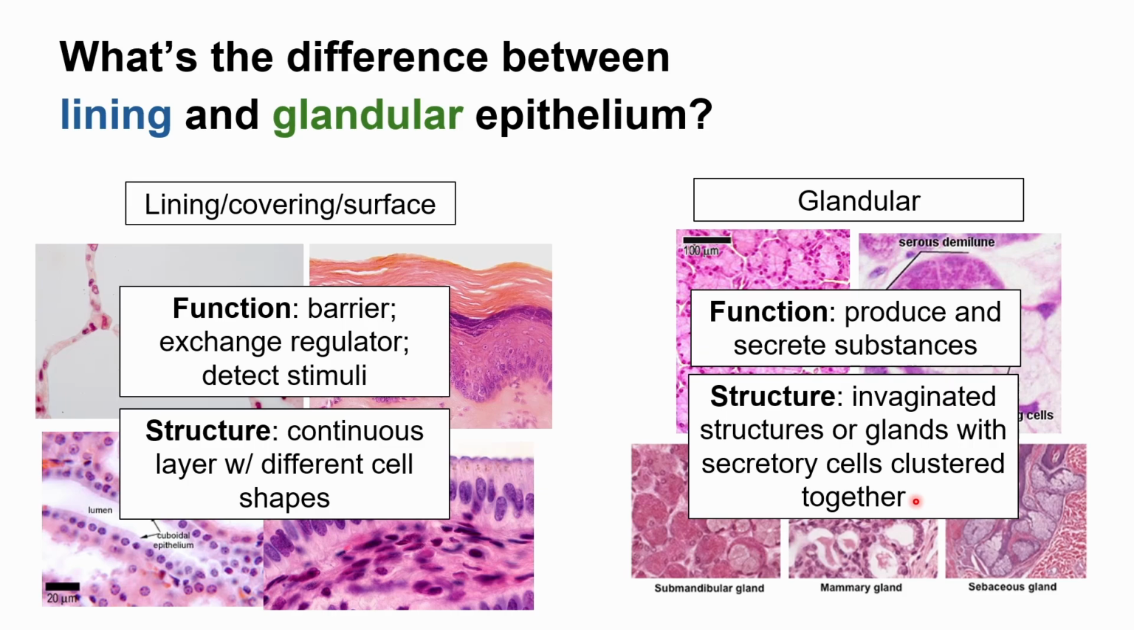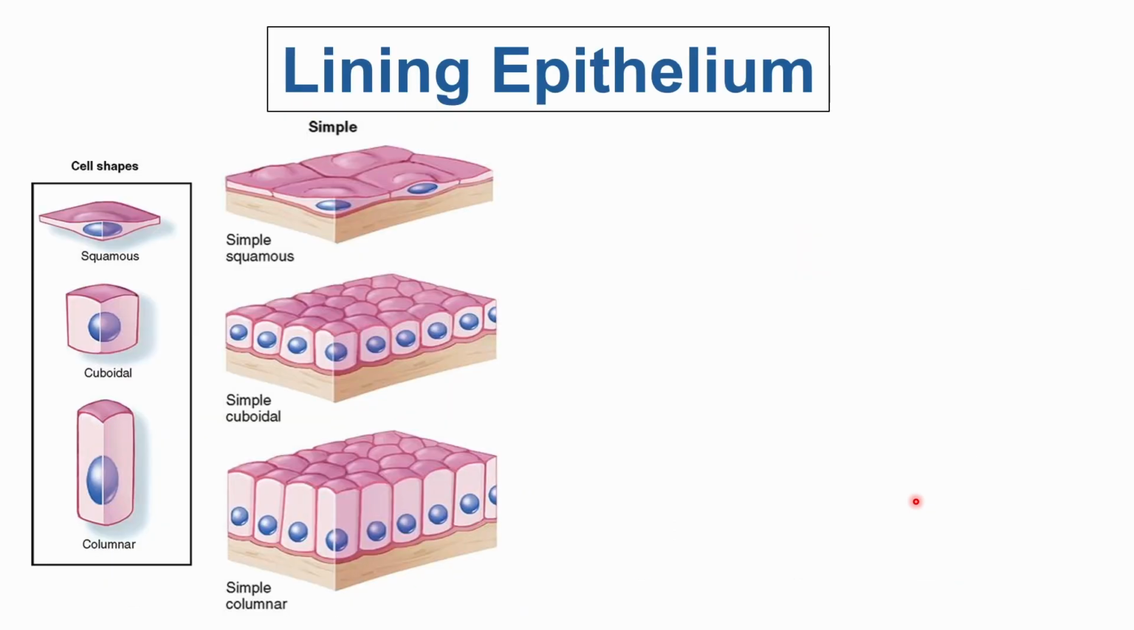Since they do not function to cover or to serve as a barrier, the cells of your glandular epithelium do not need to spread themselves into a sheet-like covering. Okay? So those are the main differences. Again, their function dictates their morphology and vice versa. Okay?